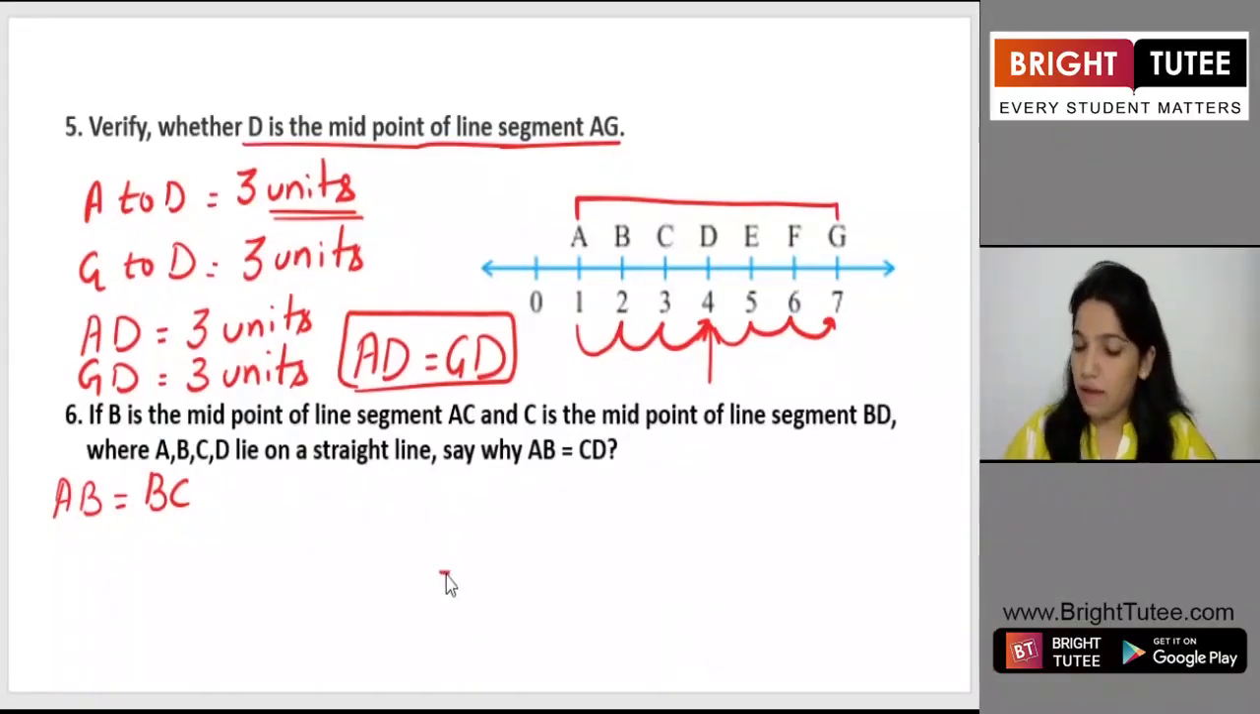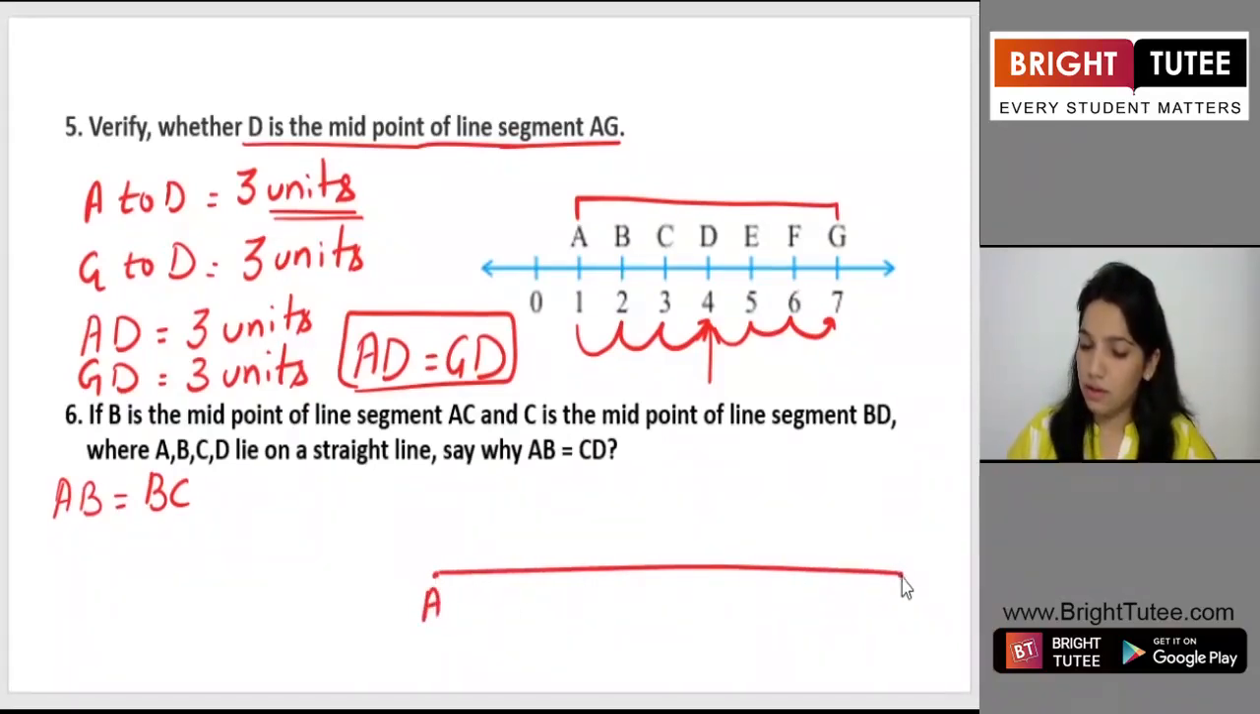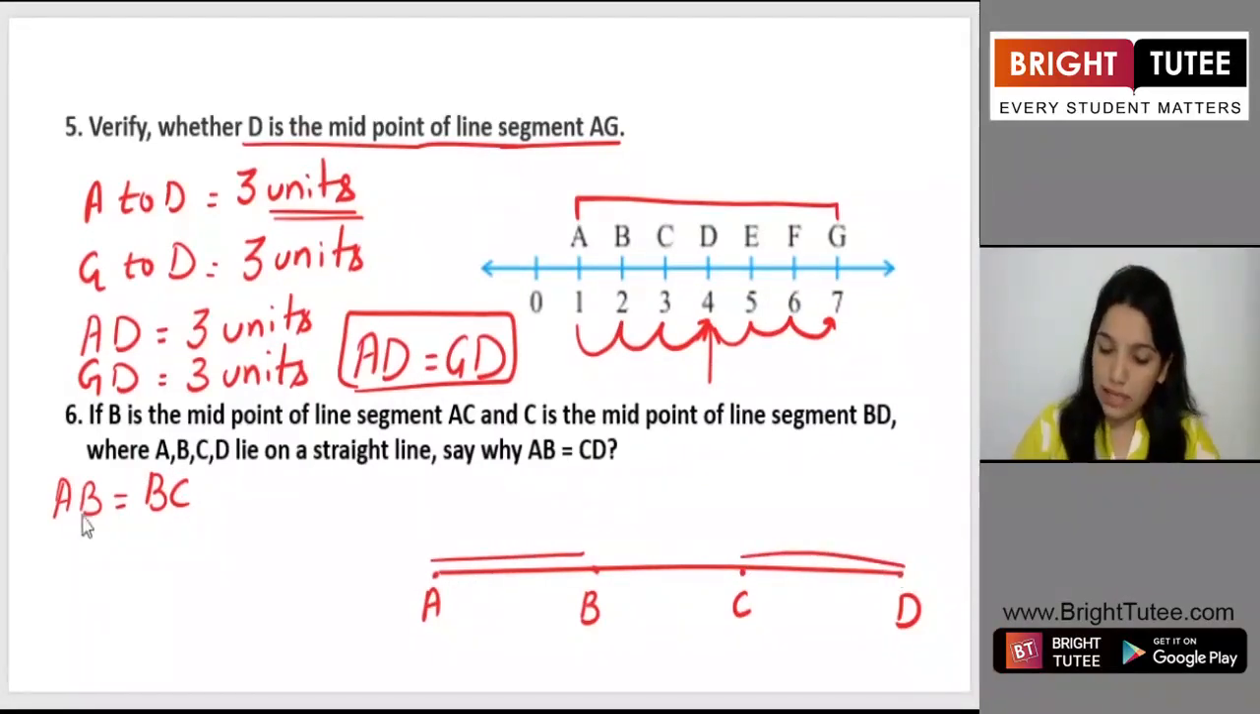Okay, so here we have a line where this is A, this is D, B, C. Okay, so here we have B as the midpoint of AC, and we have got C as the midpoint of BD, right? Where ABCD lie on a straight line. Show that AB is equal to CD. So we are given that AB is equal to BC. This is the given part.